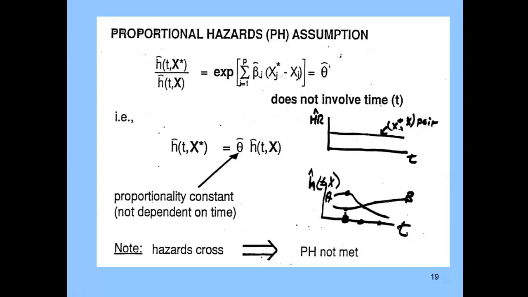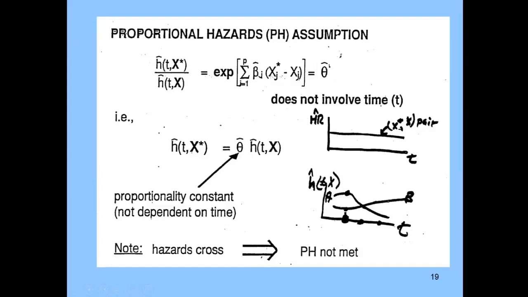So e to the sum of beta j times (xj star minus xj) gives you a number. I'm referring to this number generally as theta or theta hat. It's an estimate, but it's not a number that varies over time, because there's nothing involving time in this expression. In fact, you notice this is a formula for the hazard ratio.